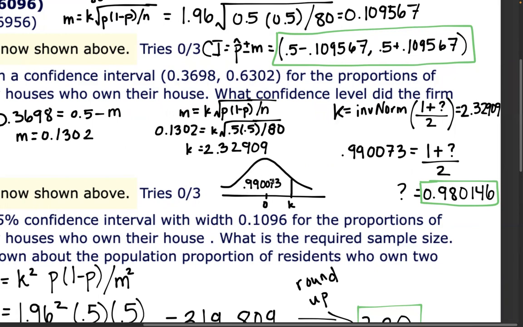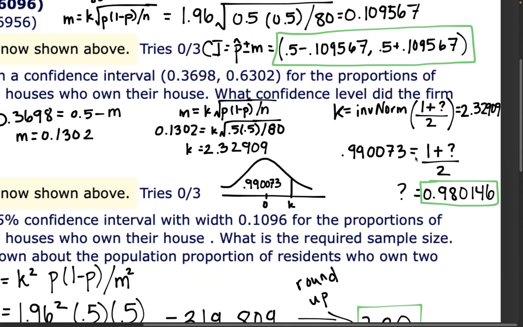So we're going to do normal CDF with our lower bound to be negative infinity, our upper bound to be the k, which is 2.32909, and then mean 0, standard deviation 1. And when you do the normal CDF in your calculator, you'll get the area under the curve left of k. So here is going to be 0.990073. Okay, so we know that that number is going to equal what's inside here, the inverse norm.